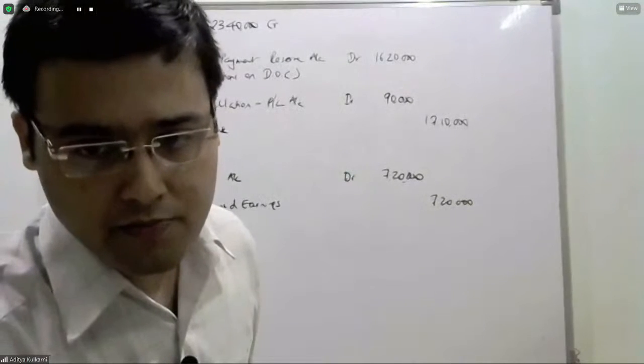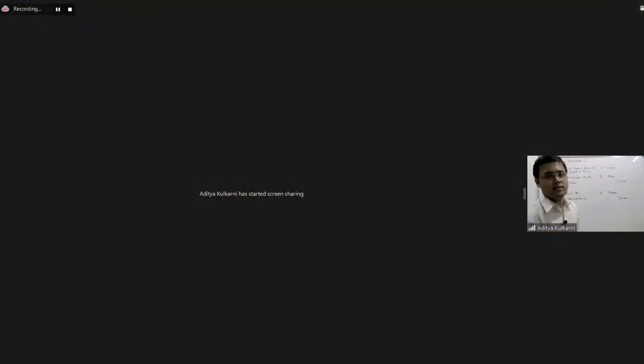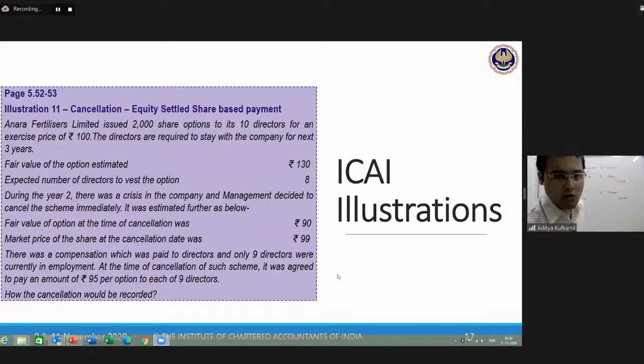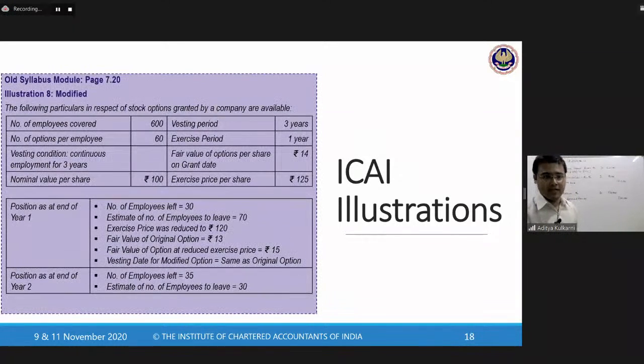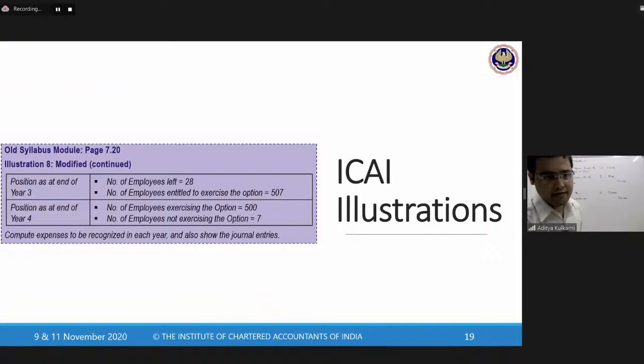Okay. So let us share the screen. Now, I want you guys to be doing illustration 10 by yourself. Easy it is. I have done slightly complex problems. I won't say difficult. You should be able to do illustration 10. 11 I have done. Illustration 8 I have done.